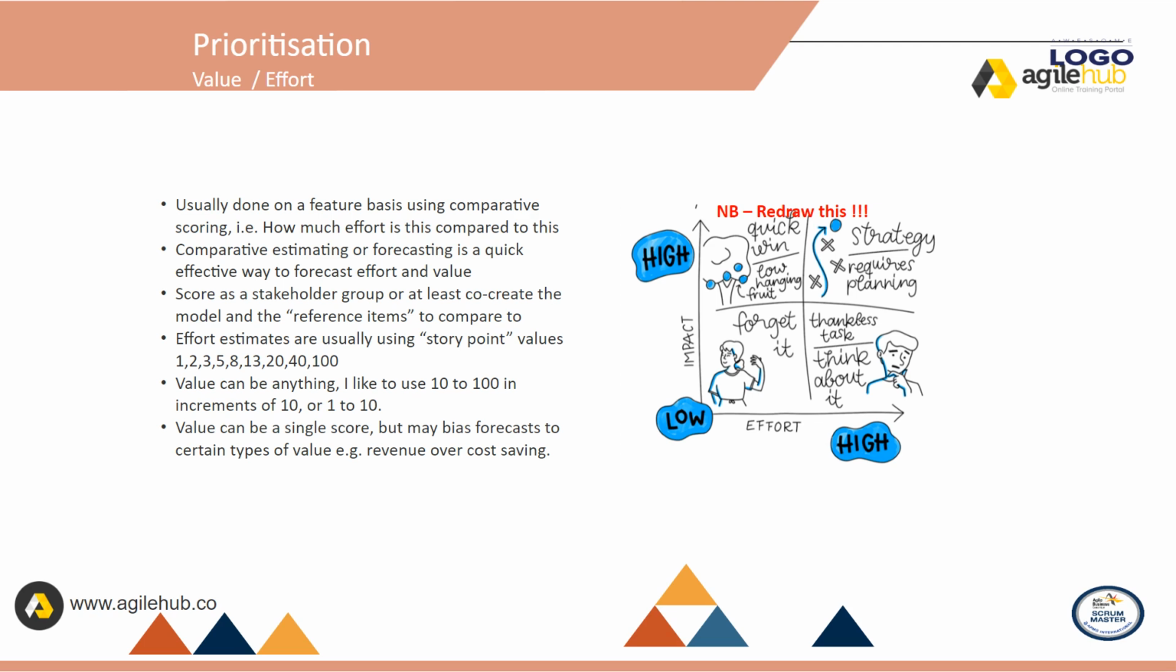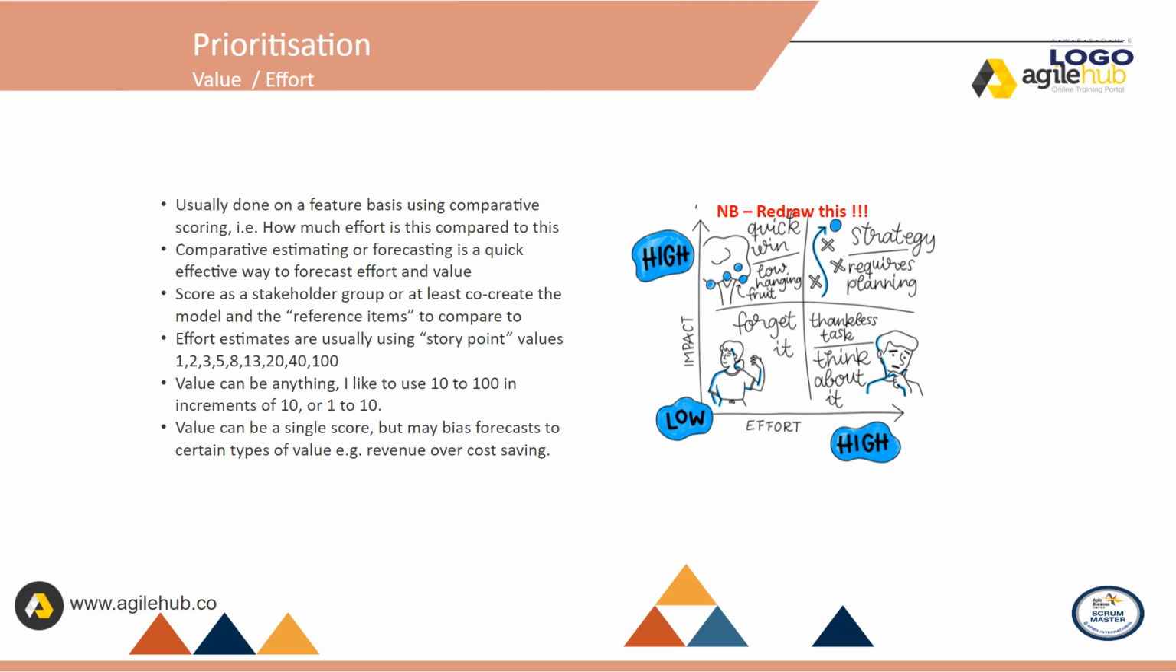Prioritization. Value, effort. This is usually done on a feature basis using comparative scoring, i.e., how much effort is this compared to this? Comparative estimating or forecasting is a quick, effective way to forecast effort and value. Score as a stakeholder group or at least co-create the model and the reference items to compare to. Effort estimates are usually using story point values 1, 2, 3, 5, 8, 13, 20, 40, 100. Value can be anything. I like to use 10 to 100 in increments of 10, or 1 to 10.